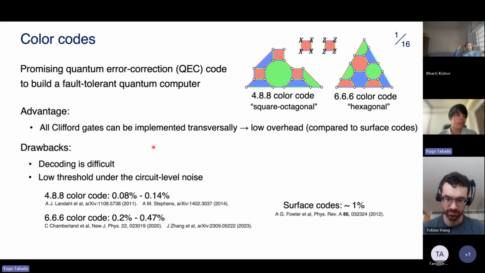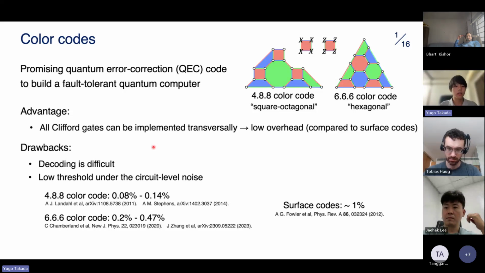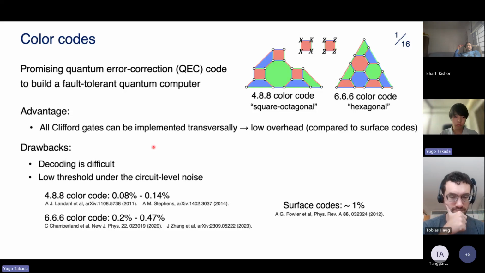Despite the advantage, the color codes have some drawbacks. One drawback is that decoding in color codes is more difficult than surface codes, because the structure of the decoding graph is more complex than surface codes.